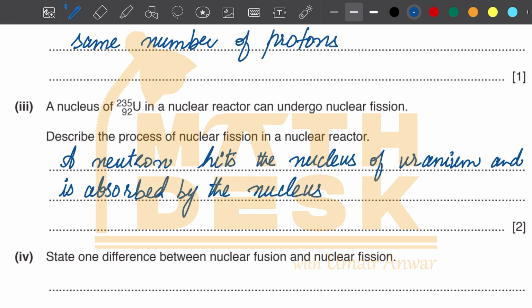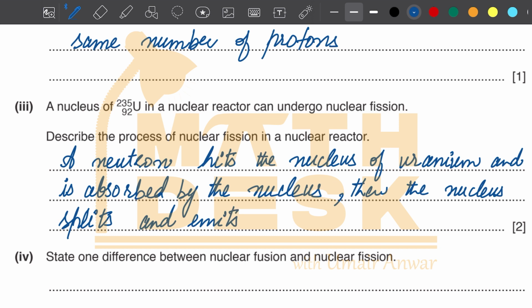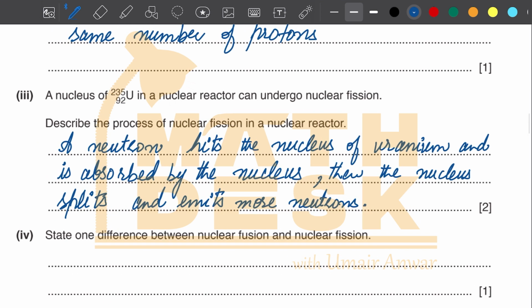So then the nucleus splits and emits more neutrons. Smaller nuclei are also formed, and a huge amount of energy is also released during the process.